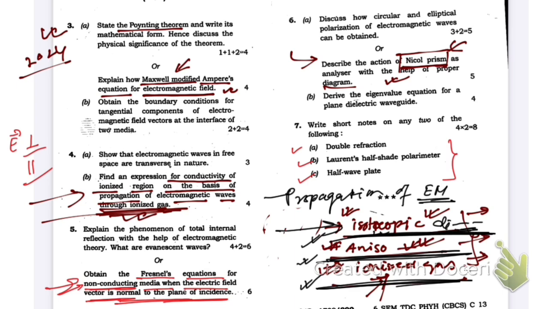So now, here we have: how circular and elliptical polarization of electromagnetic waves can be obtained. Discuss how circular and elliptical polarization of electromagnetic waves are obtained. This one was asked, I think, in 2020 also. This is the paper of 2024. In 2022, this one was also asked.